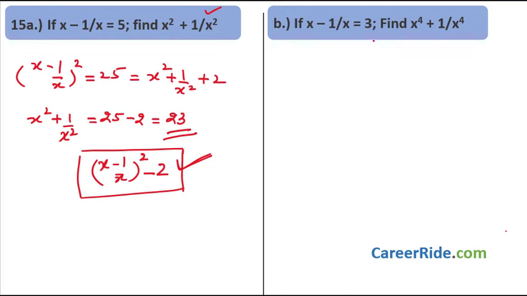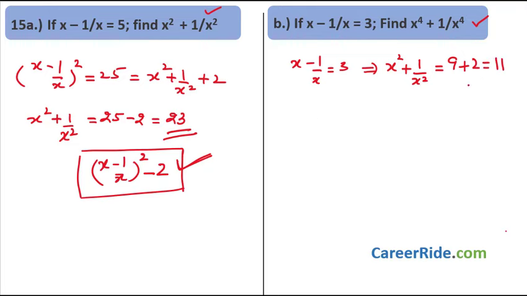x minus 1 upon x is equal to 3. Find the value of x to the power 4 plus 1 upon x to the power 4. This question is a little tricky. Pay attention. x minus 1 upon x is equal to 3. I square both the sides. What happens? I get x square plus 1 upon x square is equal to 9, and this becomes plus 2. This is equal to 11, right?